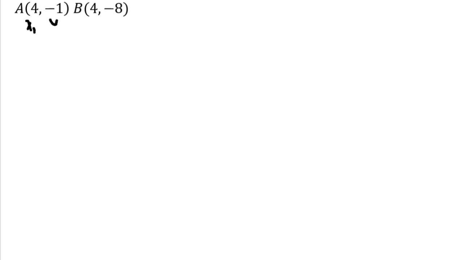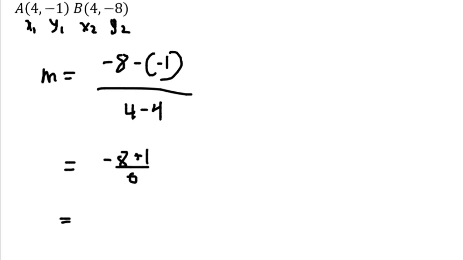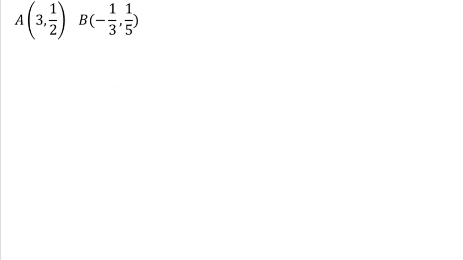Now let's try this one: (4, -1) and (4, -8). Let's just assign some values here. Then we can just quickly plug it in our formula. Nope, I'm going to put negative 8 and negative 1 first. So as we can see, the denominator is 0, which means this is just undefined. You can have 0 on the numerator but not on the denominator. If it is on the denominator, then it will be just undefined.